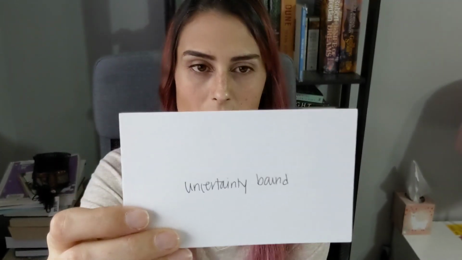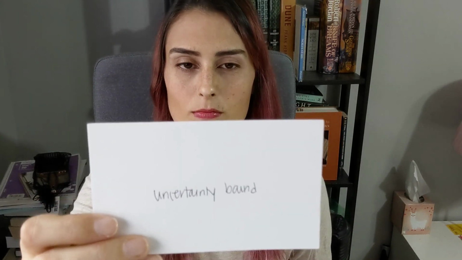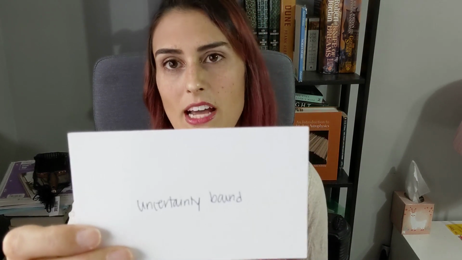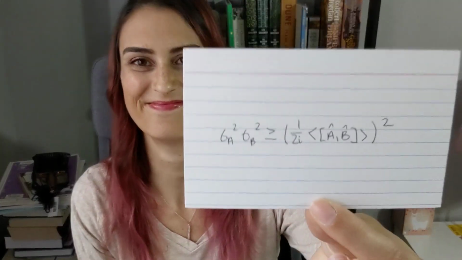The uncertainty bound tells you that the uncertainty in A squared times the uncertainty in B squared has to be greater than or equal to the absolute value of 1 over 2i times the expectation value of the commutator of A hat and B hat, squared.